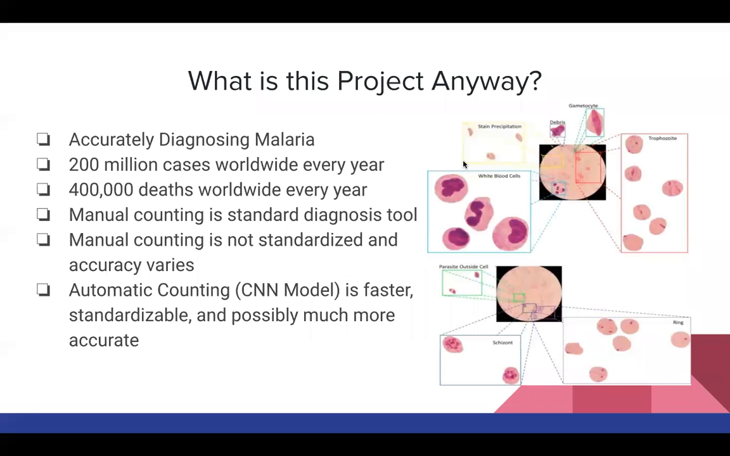So my project's about accurately diagnosing malaria. There's 200 million cases of malaria every year with about 400,000 deaths. Manual counting is kind of the standard way it's done, but this isn't standardized throughout the world and accuracy can vary. So automatic counting could be faster, more standardizable, and possibly much more accurate.